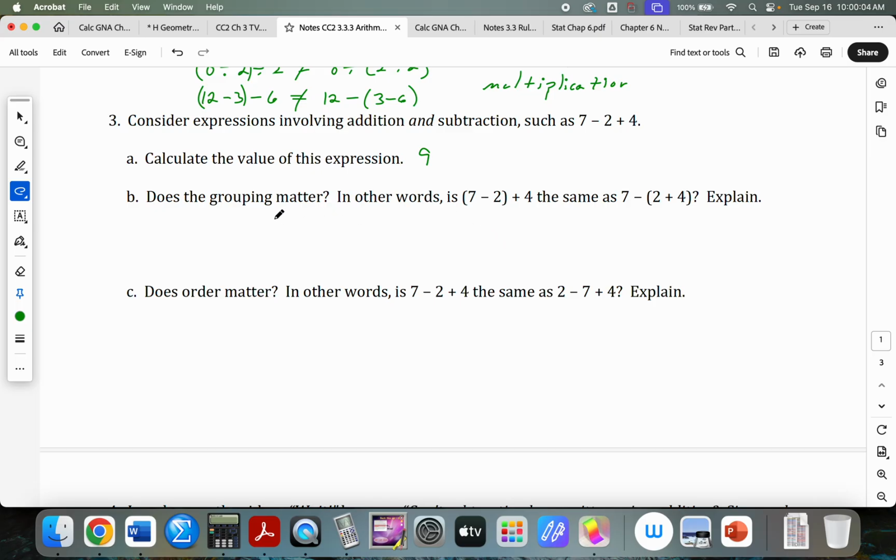So, does the grouping matter? Is 7 minus 2 as a group plus 4 the same as 7 minus the group, or we just say the quantity 2 plus 4?